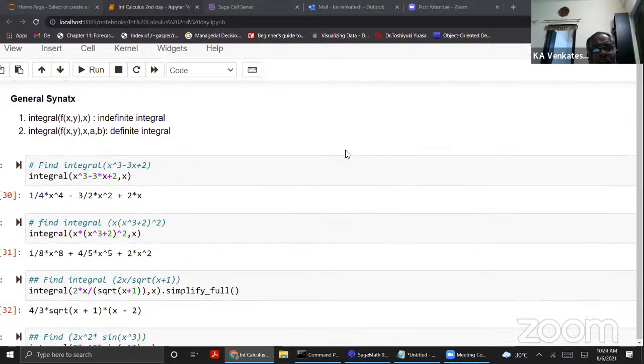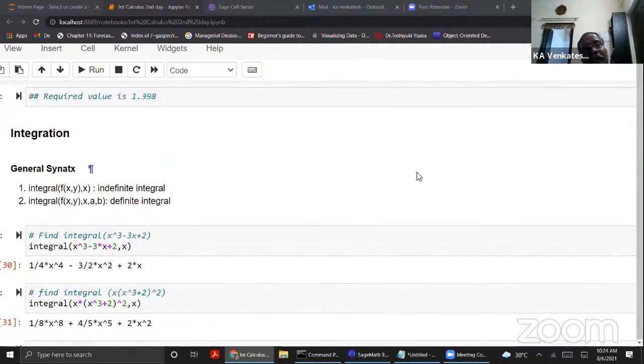Now, for integrals, the syntax for differentiation is diff of f of x comma x. If you want the second order derivative, after x you have to put the number n, where n stands for the nth derivative. In the same way here for integrals, we have the indefinite integral and the definite integral, which is between limits. So how to do that is what we are going to talk about.